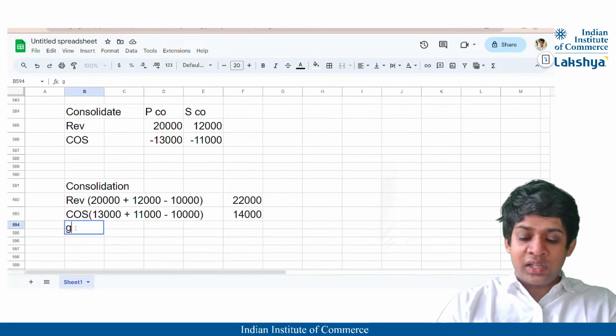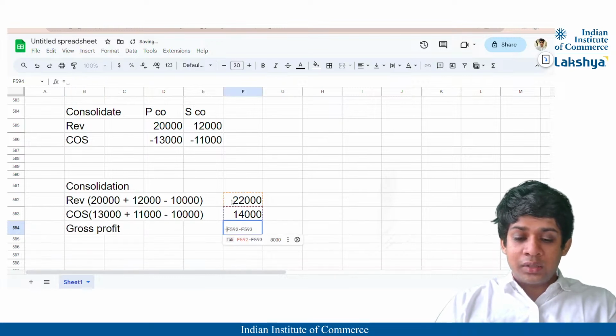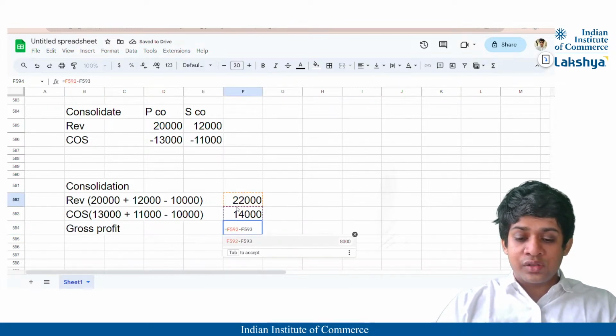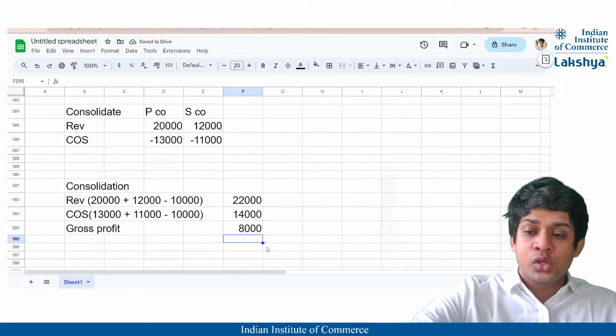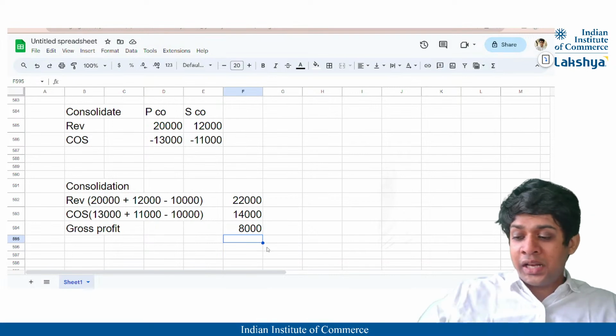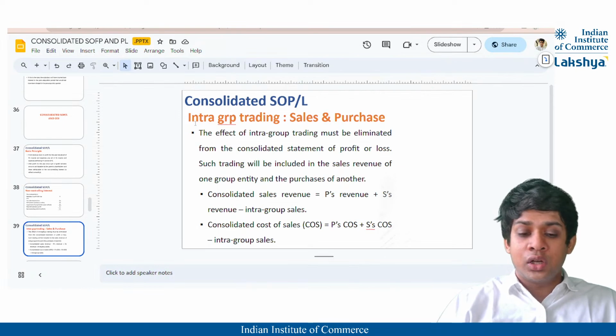And thus the gross profit that we get eventually is going to be nothing but 22,000 minus cost of sales of 14,000, which is going to be 8,000. Okay. So I hope this part of intra-group sale is clear to you all, how it will be adjusted within the consolidated statement of profit or loss.